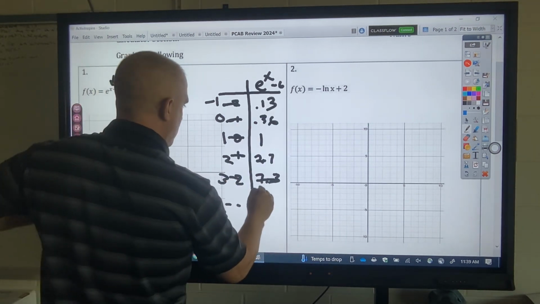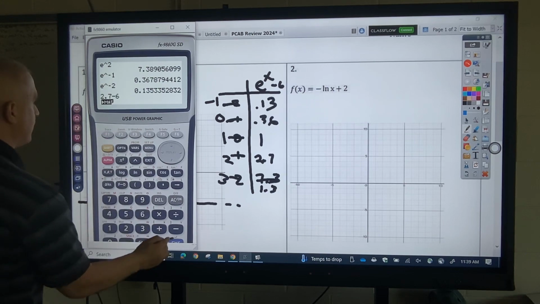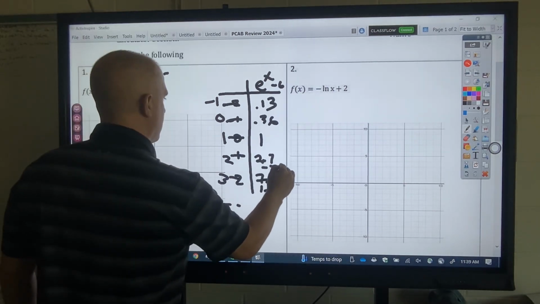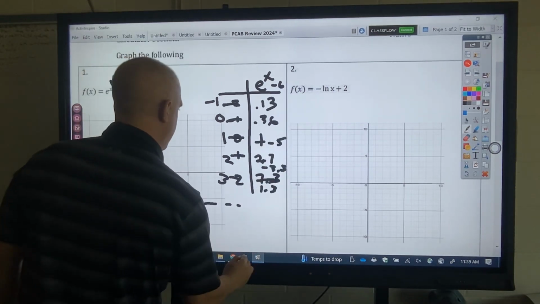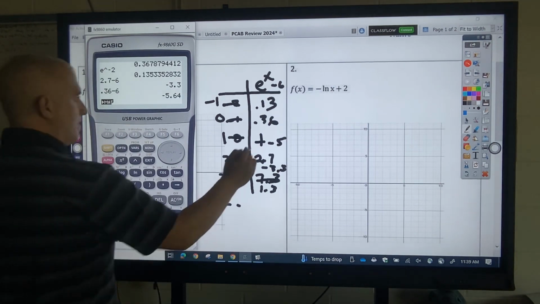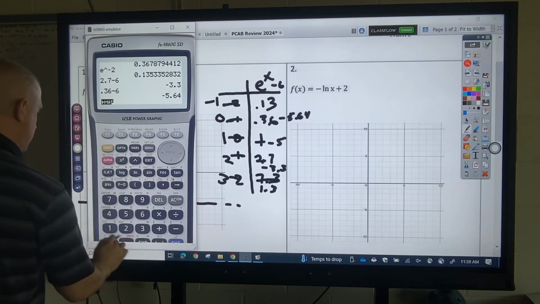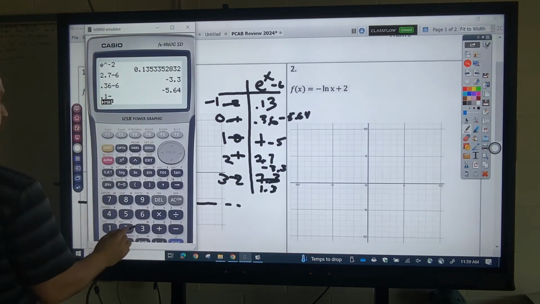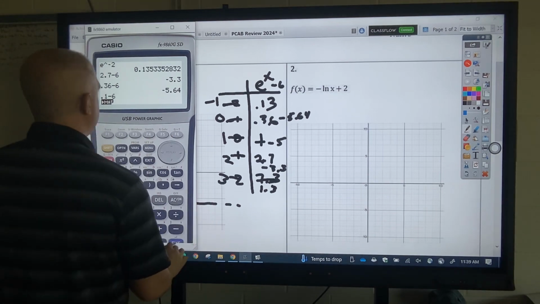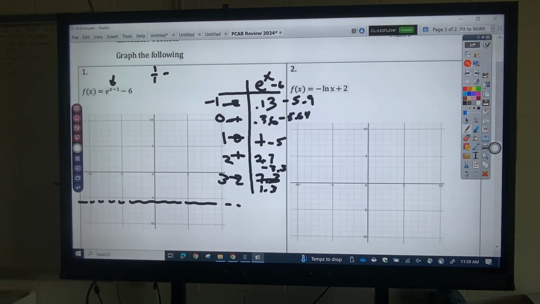Okay, so this is now going to be 1.3. 2.7 minus 6 is -3.3. Then 0.6 minus 6 is -5.6. 0.1 minus 6 is -5.9.